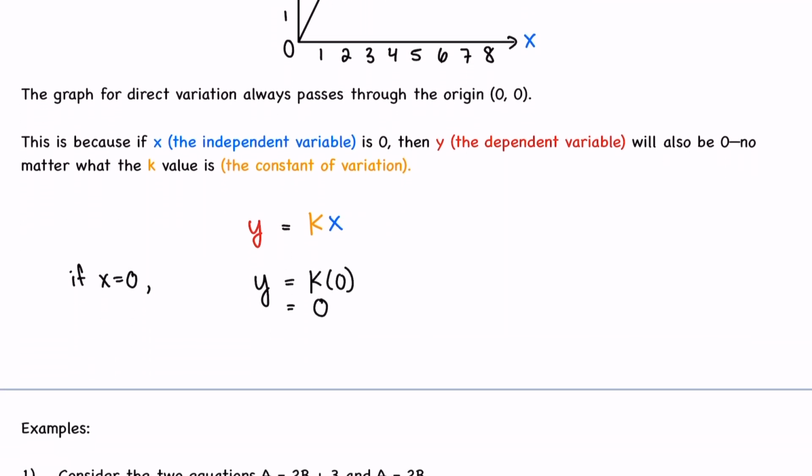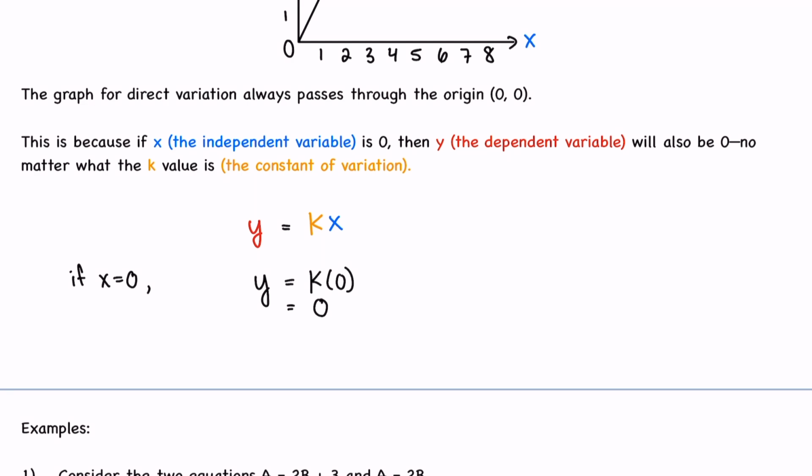And the reason for that is because if x is equal to 0, then y will also be 0 no matter what the k value is. Remember, direct variation follows this general equation y equals kx, where k is some sort of constant. So we can see down below that if x is equal to 0, so we plug in 0 in place of x, no matter what value k is, any number times 0 would equal 0, so y would automatically equal 0. So for that reason, if x is equal to 0, y must be equal to 0 as well, and that is why the graph for direct variation always passes through the origin.